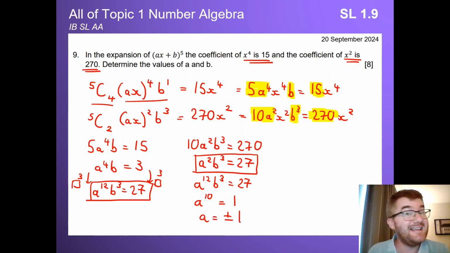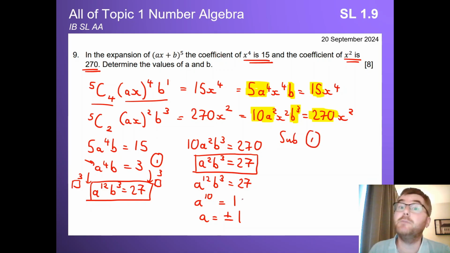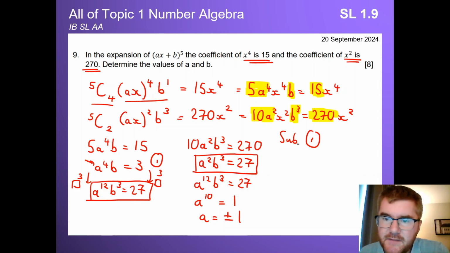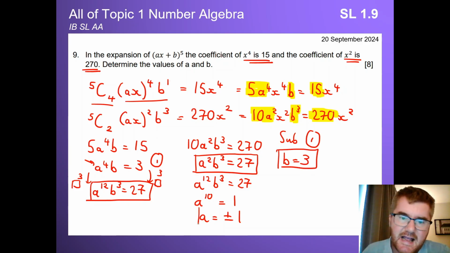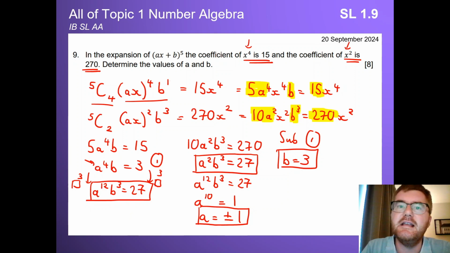Notice we have to be careful, we have an even exponent, even power, even index, therefore it could be plus or minus 1. However, when we substitute it back in, so if I substitute it into equation 1 here, it makes no difference if it's plus or minus 1 because 1 to the power of 4 or minus 1 to the power of 4 is still just 1. Therefore, we get then b is just equal to 3. So a has two different values it can be, but notice we're working with these coefficients. Therefore, it doesn't matter if it's plus or minus because you're always squaring it or you're always to the power of 4. So two answers: a is plus or minus 1 and b is 3.